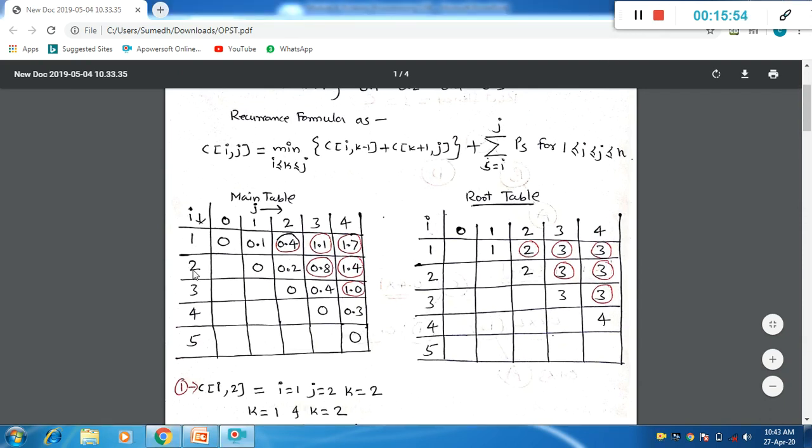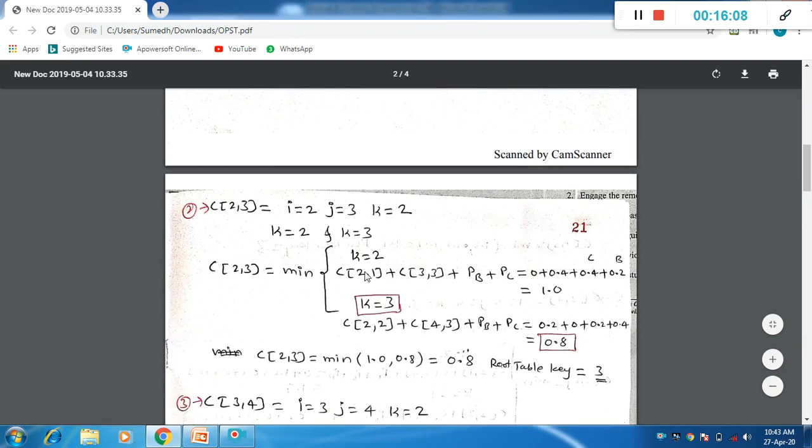Next you have to generate the value for the position 2 by 3. From the previous example, you have the value of 1 by 2. Now you have to generate the value of 2 by 3 by using the formula. Here I is equal to 2, J is equal to 3, and again from 2 to 3, two possible K values are there.